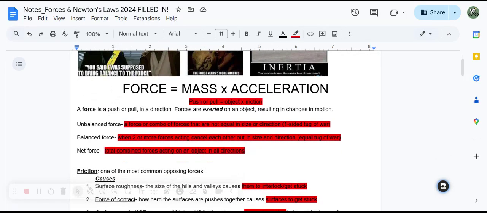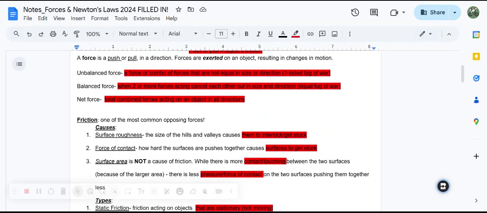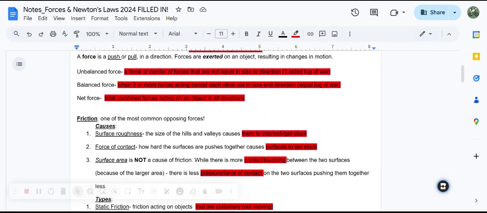So we often refer to unbalanced, balanced, and net forces. An unbalanced force is a force or combination of forces that are not equal in size or direction. Think of a one-sided tug of war, where there's just 5 people versus one. That will be very lopsided, and you're going to have an unbalanced force heading in the direction of those 5 people who would likely win. Sometimes an unbalanced force is just you picking up a box or pushing that box along the floor. There are other forces at work, whether it's friction or gravity, but you being able to pick up the box or slide the box, you are winning. So that would be the unbalanced force.